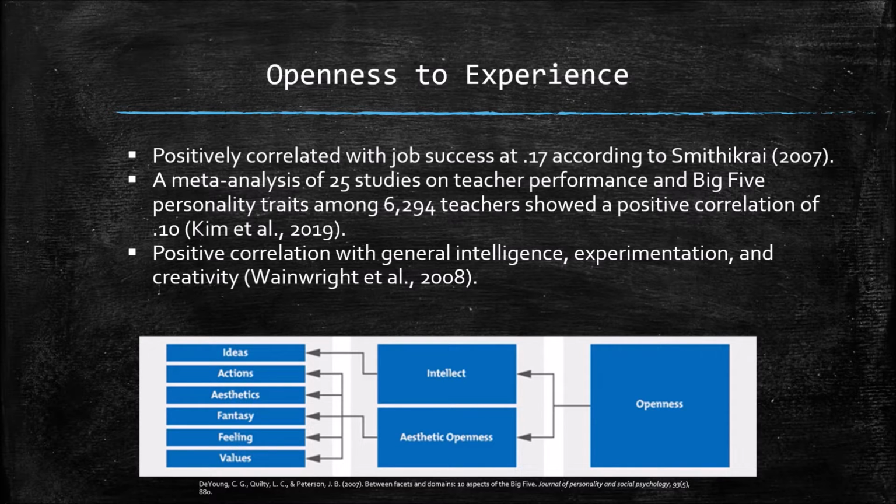Now this is where the bulk of the information comes from. I didn't do a meta-analysis, but Kim et al. did in 2019. They ran a meta-analysis on 25 studies, and they excluded, I think it was, 900 studies, so they really broke it down on specific criteria. They took teacher performance and Big Five personality traits among 6,294 teachers. This is a pretty big sample size, especially in terms of personality research, and they show a positive correlation of 0.10. That's a pretty good correlation, in my opinion.